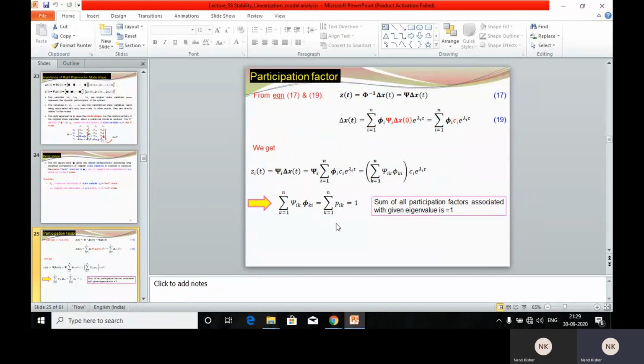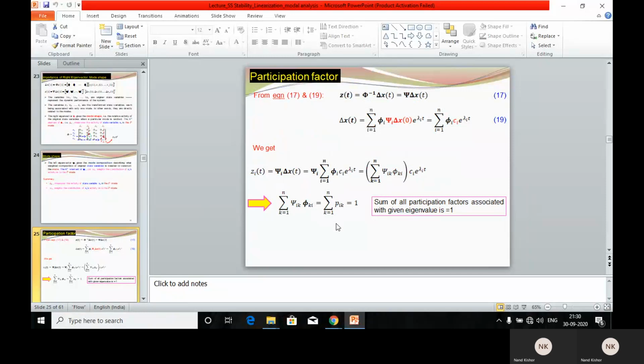Now, in fact, the left eigenvector or the right eigenvectors individually, for identifying the relationship between the states and the modes, there is an issue in this case. So it is difficult to use the right eigenvector and the left eigenvector individually to know the relationship between the states and the modes.